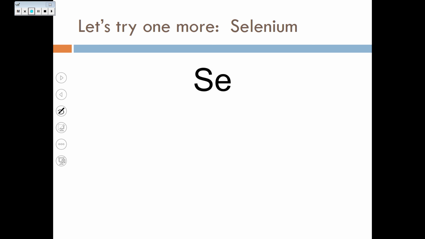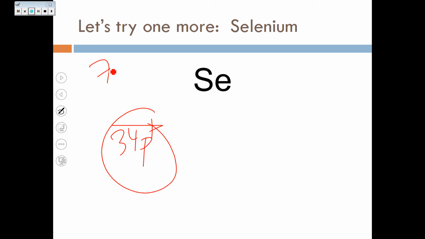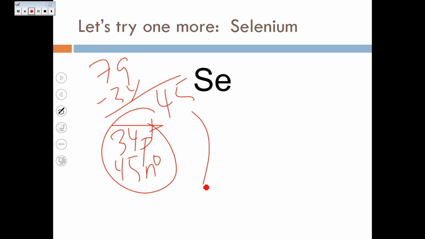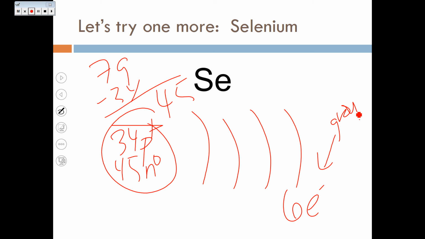Let's try selenium. Selenium is element 34, 34 protons. Its mass is 78.9, so approximately 79 minus 34. That is 45, so it is 45 neutrons. Selenium is in row or period 4, so I'm going to have 4 shells. It is in group 6, so this comes from, again, the group number that it's in.